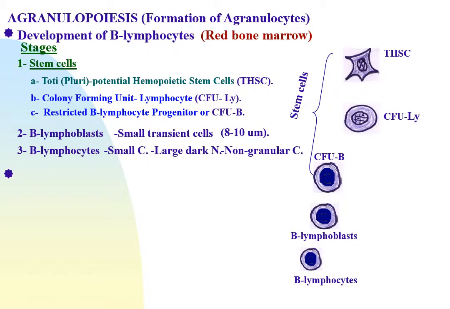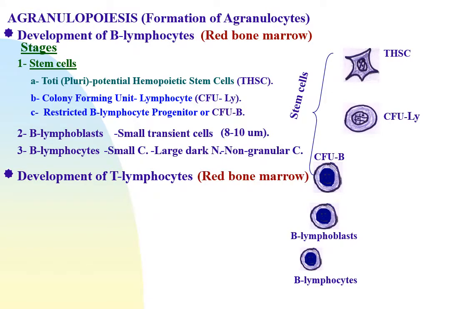Development of T lymphocytes. It occurs in red bone marrow. They then leave the bone marrow to reach the thymus gland for proper differentiation, and at last they reach the lymphatic tissues. Stages: stem cells.